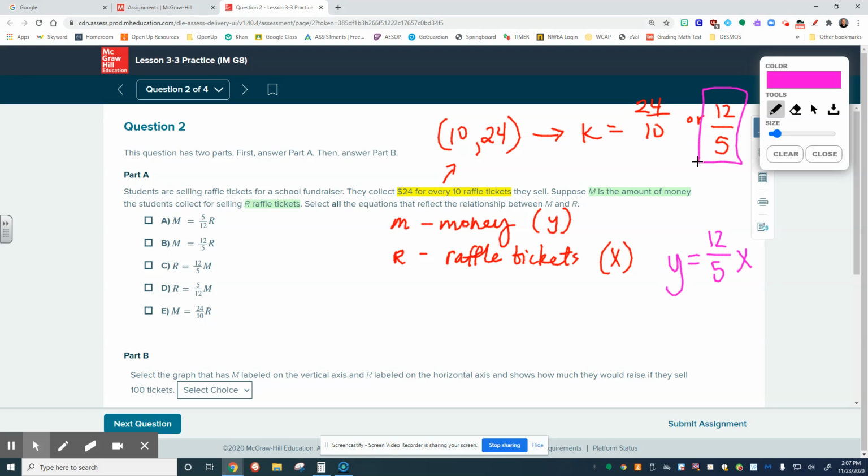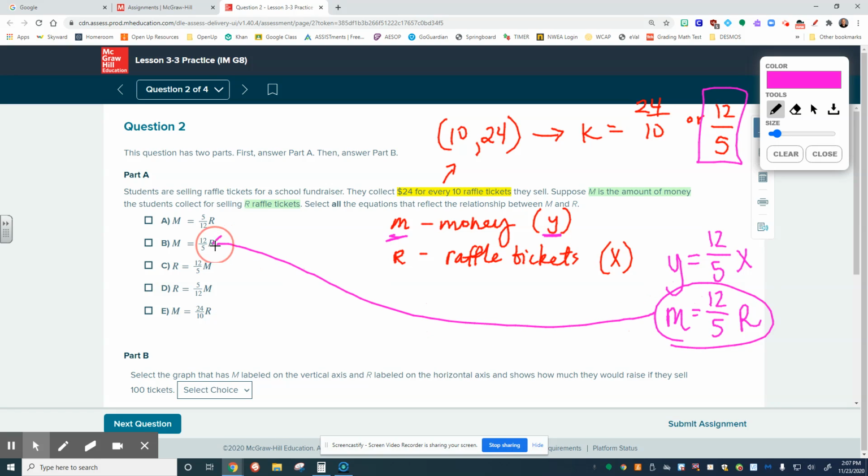Understanding that we have money is y, we can go ahead and change y to an m. We don't change the 12/5 because that's our same value. And then instead of x, we are going to put r. And we see that this equation matches up with this equation. So B is one of our answers.